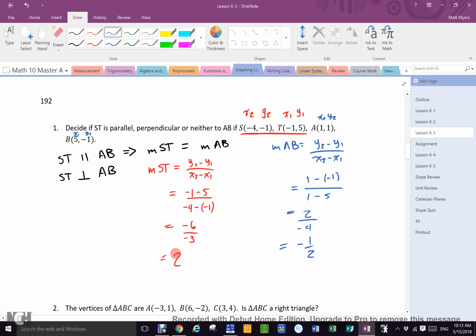So are they parallel, perpendicular, or neither? They are perpendicular. Is everybody good? Okay, this lesson is really just about algebra, right? The concept is pretty easy. Flip the sign, flip the fraction.